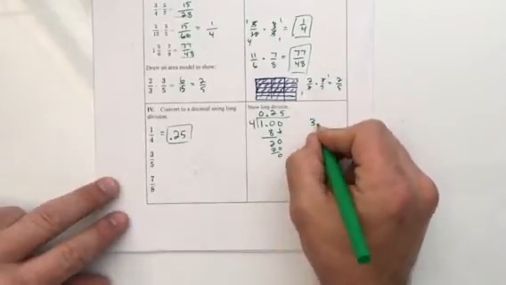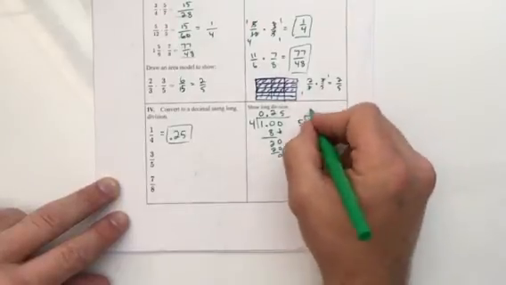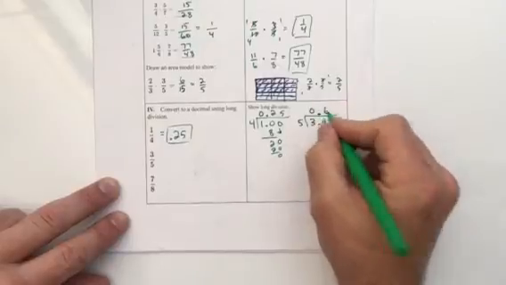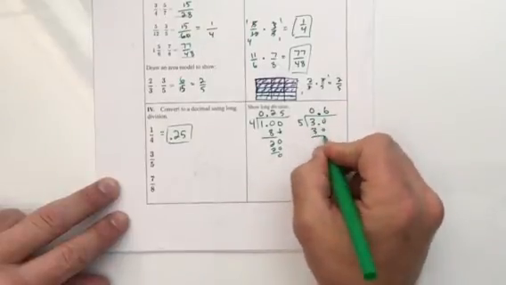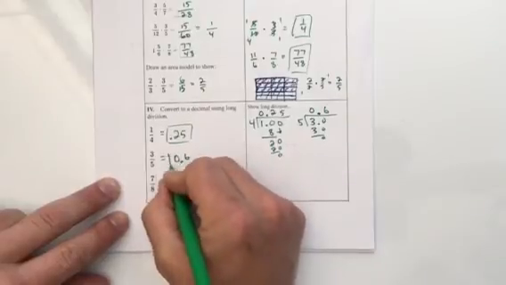3/5. 3 goes in the house. 5 goes outside. 5 goes into 3 0 times. Bring the decimal up. 5 goes into 30 6 times with no remainder. So 3/5 equals 0.6.